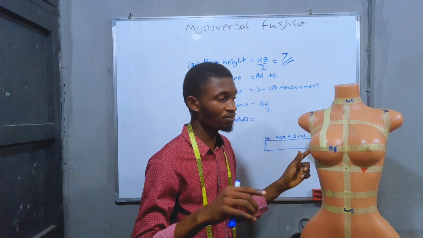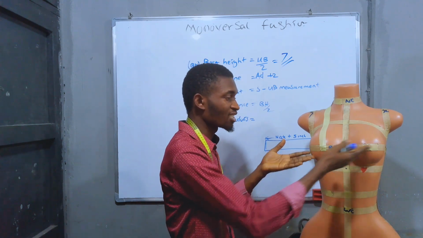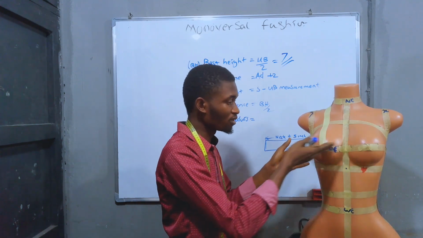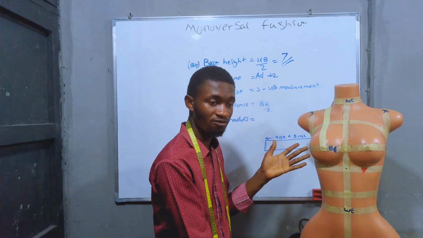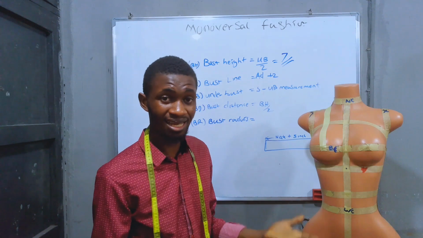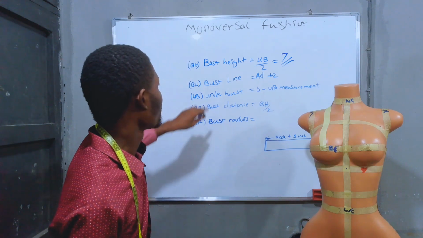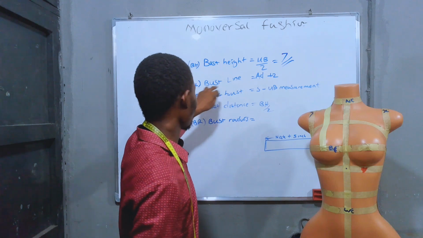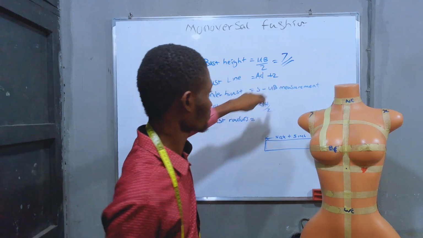Take note of this. The bust line lies where we have the fullest part of the bust, and it is vertical to the floor. That is the bust line. But mathematically, you can also calculate the bust line like this. What we have here for the bust line is armhole depth plus 2 inches.